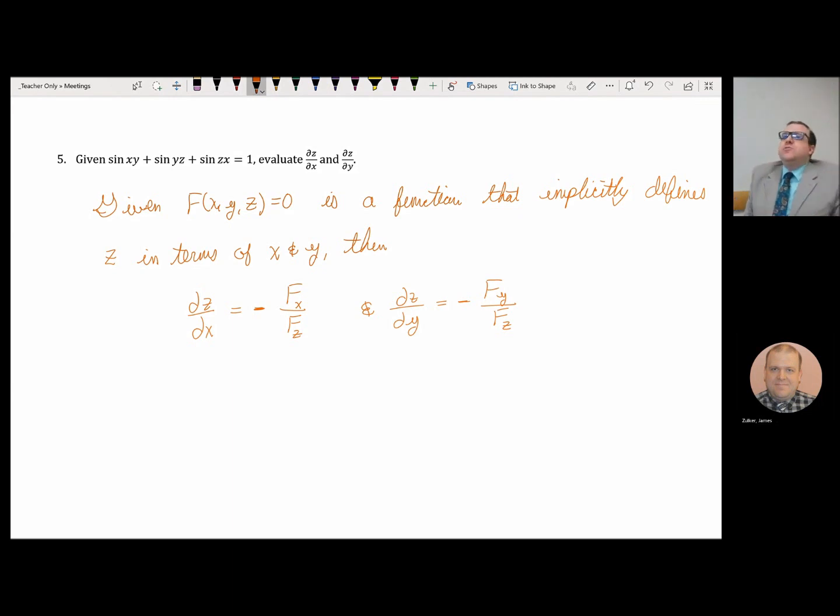And by the way, you can also use this for Calc 1. Write your implicitly defined function y in terms of x as some function f of x, y equal to 0. Then dy dx would be negative f sub x over f sub y, without the need of having to do all that algebra.